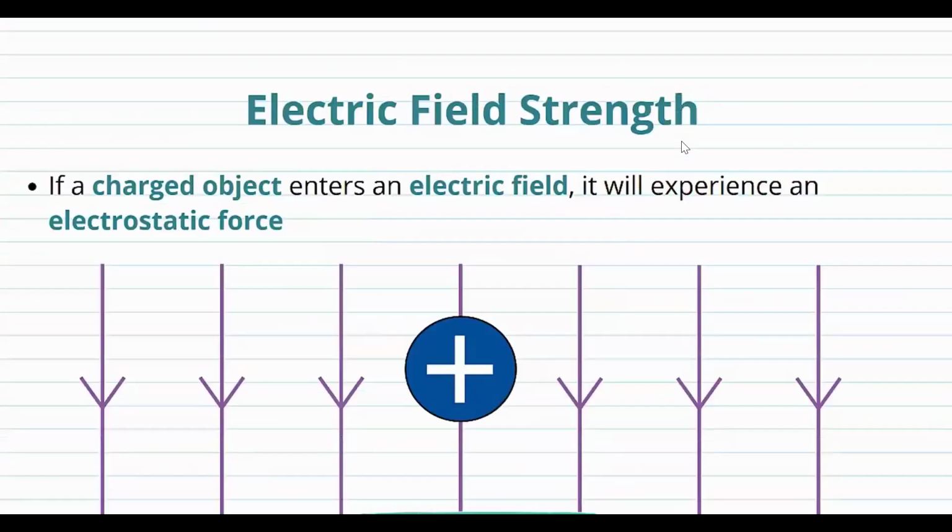Now we're going to discuss how we quantify electric field strength. We know that if a charged object enters an electric field, it's going to experience an electrostatic force. So here we've drawn the electric field lines, and this object with a positive charge is going to enter the electric field and experience an electrostatic force.